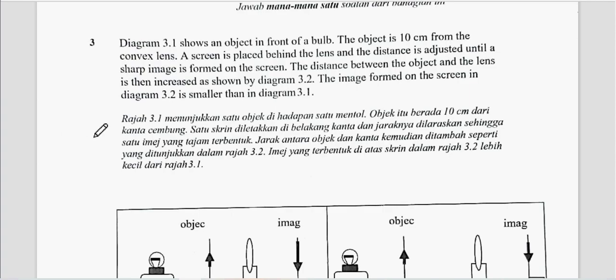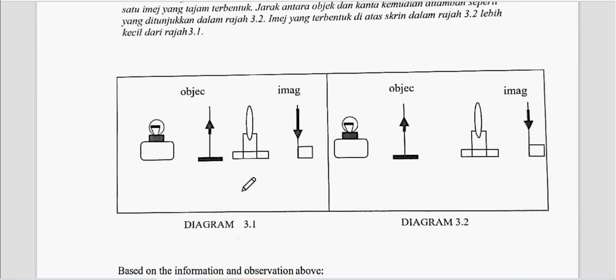Okay, we go back to number 3. So diagram 3.1 shows an object in front of a bulb. The object is 10 centimeter from the convex lens. The screen is placed behind the lens and the distance is adjusted until a sharp image is formed on the screen. So the distance between object and lens is then increased as shown in diagram 3.2. The image formed on the screen in diagram 3.2 is smaller than 3.1. Okay, so these are the diagrams.